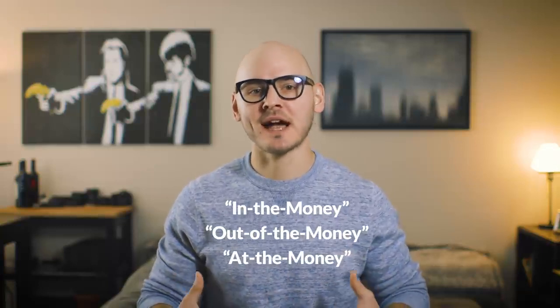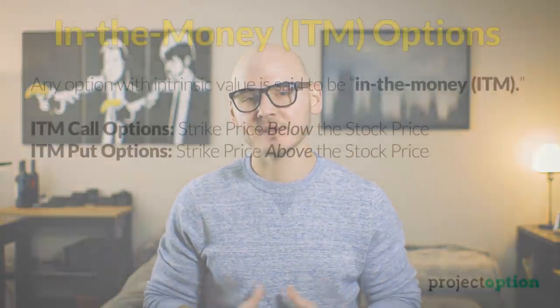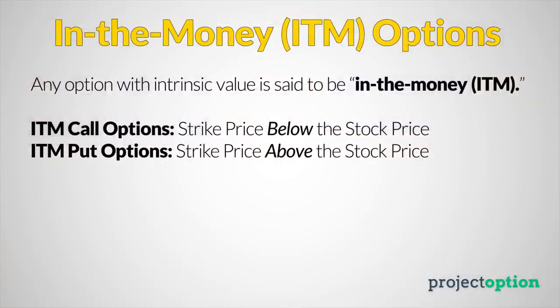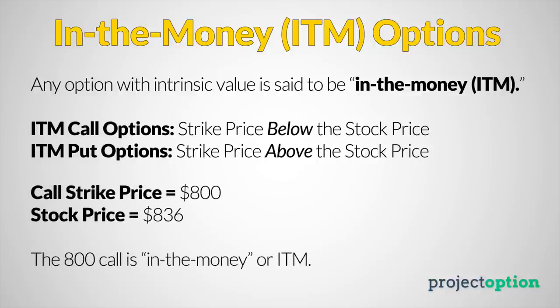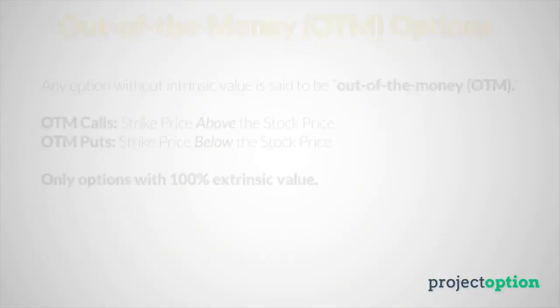So these terms describe an option strike price relative to the stock price, which essentially describes whether or not they have intrinsic value or not. So in the money is any option that has intrinsic value. So in our Tesla call option example, if the strike price of the call option is 800 and the stock price is at 836, this option has $36 of intrinsic value, and for that reason, we would say it is in the money.